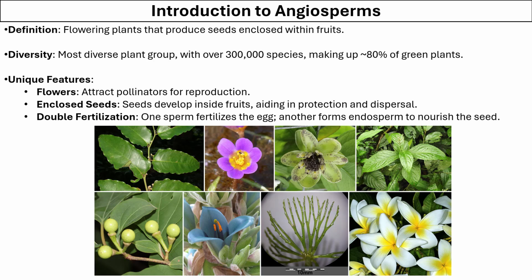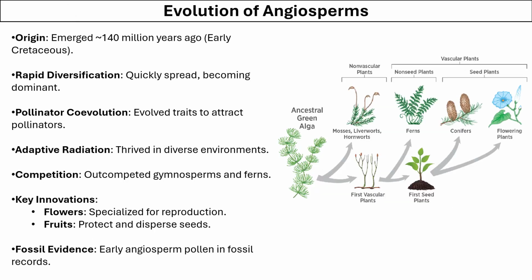material in a seed. If we talk about the evolution of angiosperms, they are believed to have evolved about 140 million years ago in the early Cretaceous. They have rapidly diversified and quickly spread into several different habitats. Through the process of evolution, they have developed traits which have helped them attract pollinators and has ensured their more success over other kinds of plants.